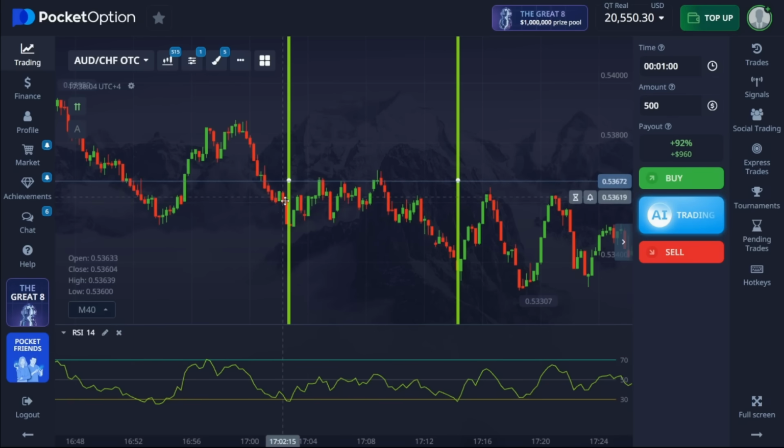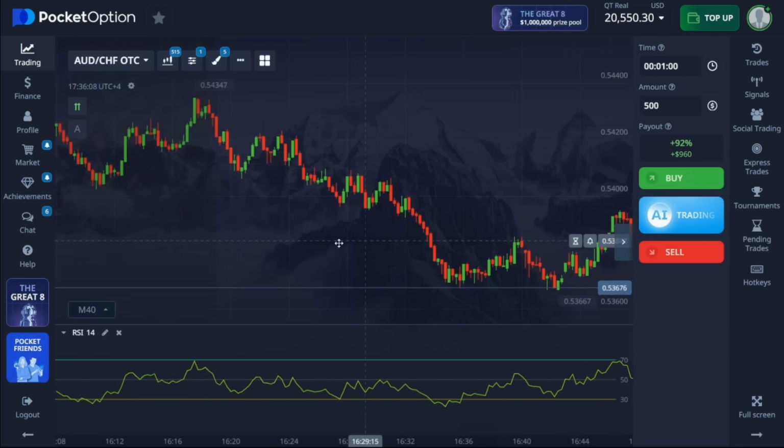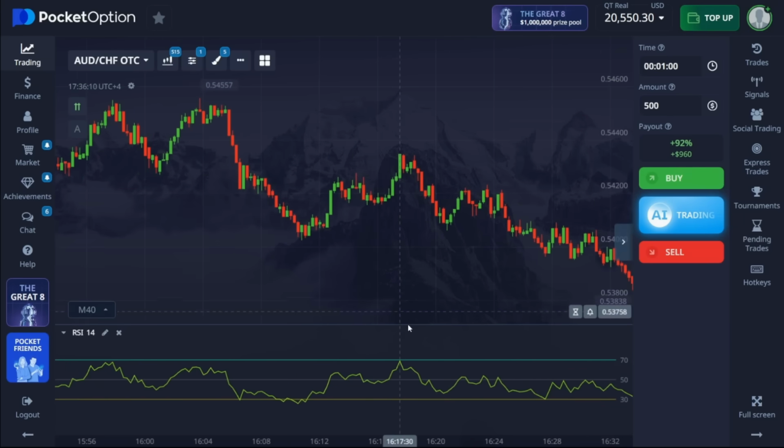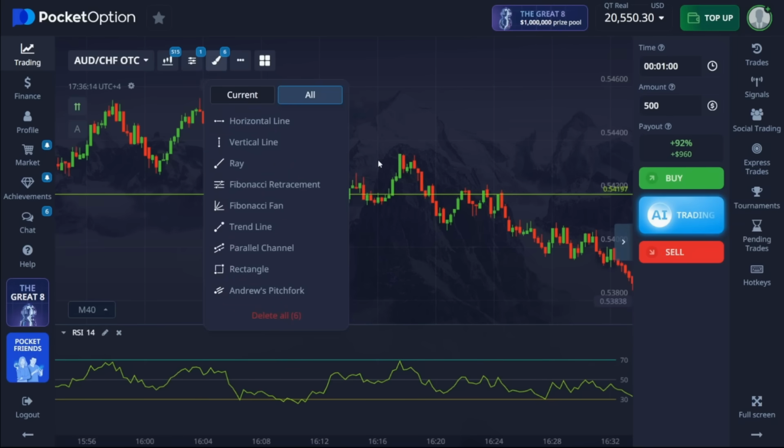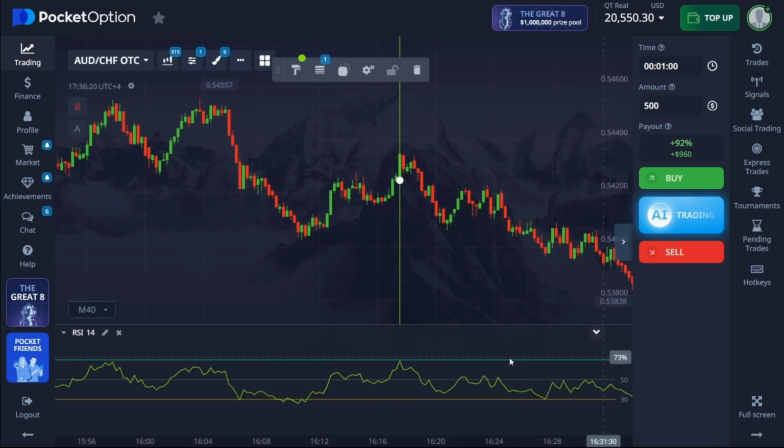And when RSI touches the upper zone, that can be a signal for a downward move too. Let me find a good example of that. Here we go. Price is approaching the 70 level. It didn't fully cross it here, but still started moving down.